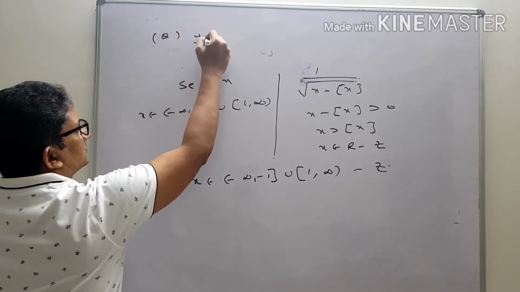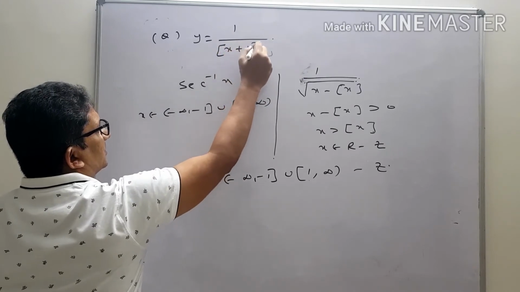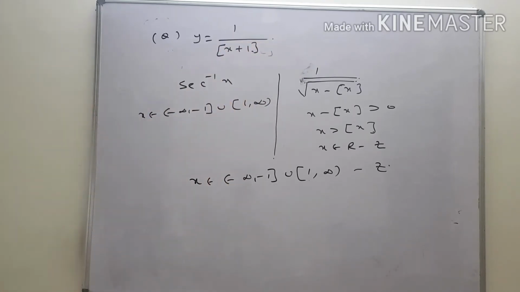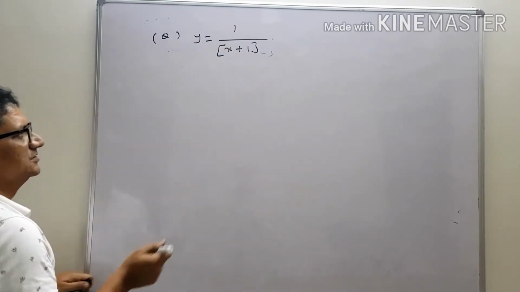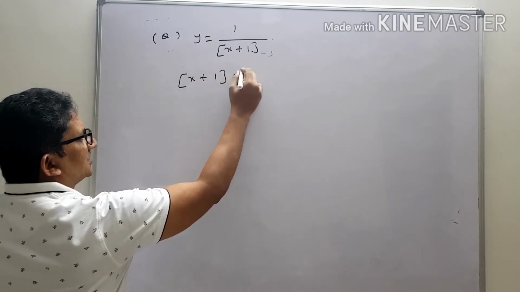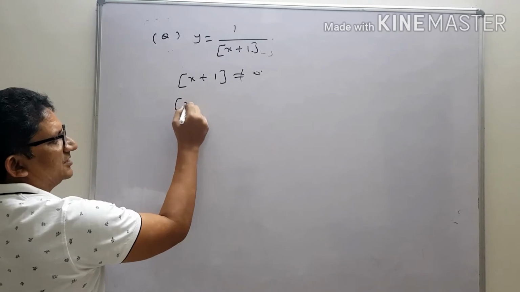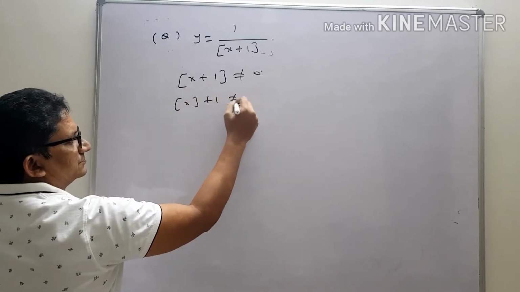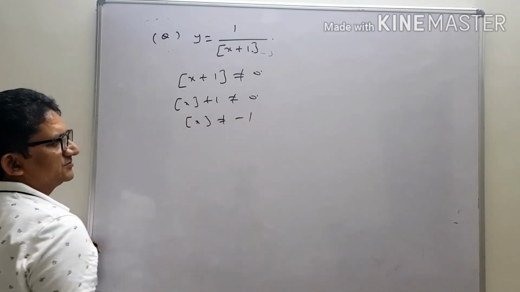Domain of the function y equals 1 divided by step of x plus 1. We know this is 1 by f of x, so the denominator cannot be 0. So we write step of x plus 1 is not equal to 0. The integer can be kept outside x. That means step of x is not equal to minus 1.